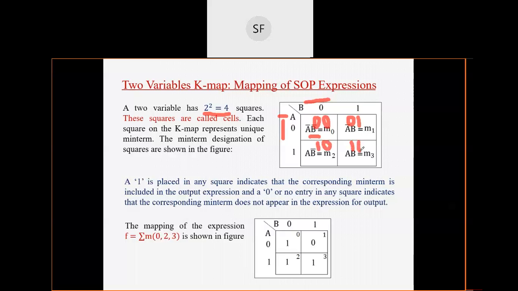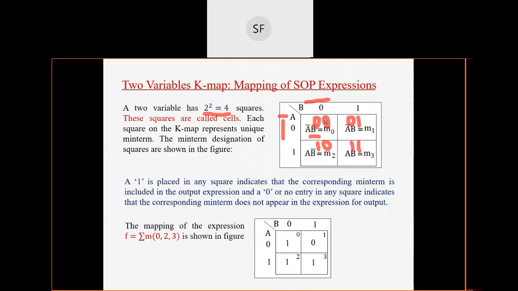Okay, so now you can observe that since we are studying the mapping for sum of product, we will be associated with min terms. Okay, अगर product of sum होता तो we will be associated with max terms.